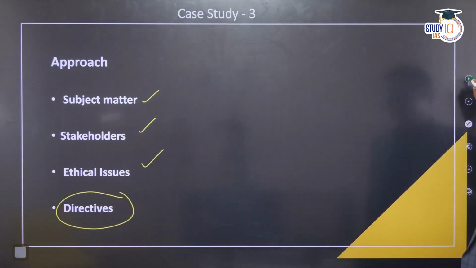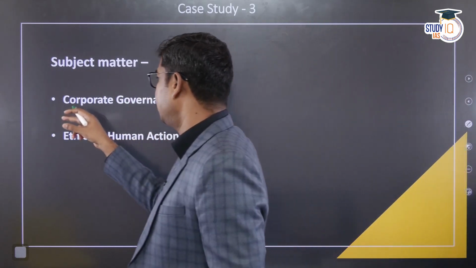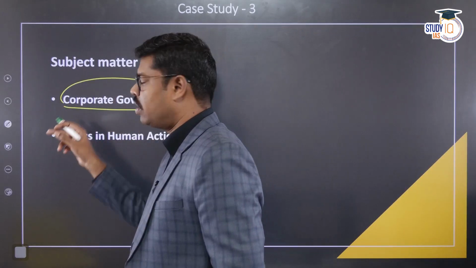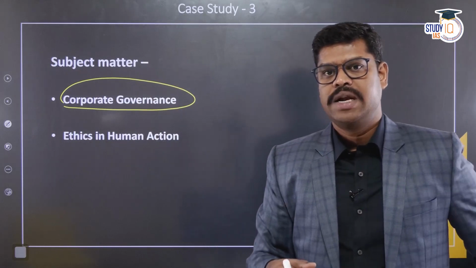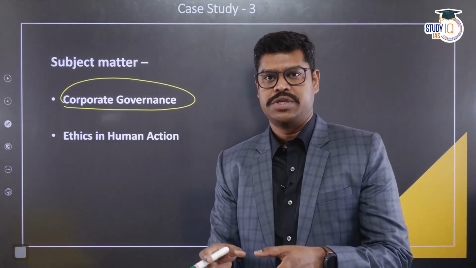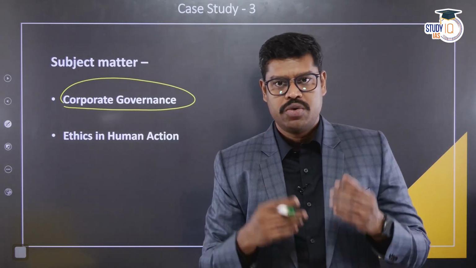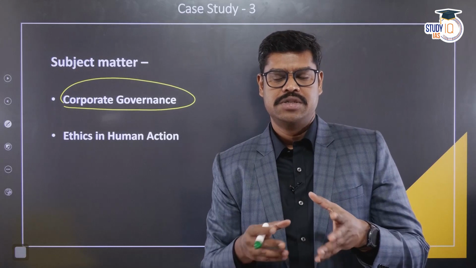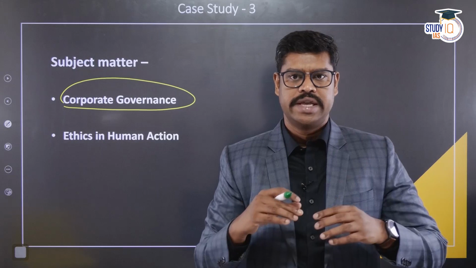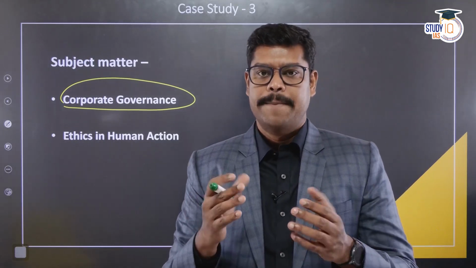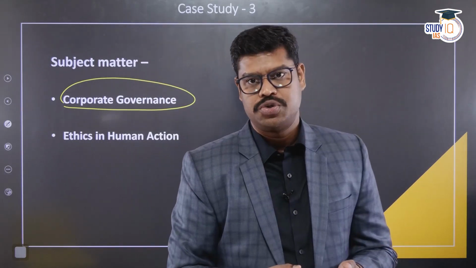Okay. So let me just go through the subject matter. For me, the subject matter for this particular case study is mostly revolving around the issue of what is called corporate governance. So what is corporate governance? Corporate governance means a set of rules, regulations, and directives based on which a company is administered. These rules and directives also involve the ethical behavior of the management towards its employees and the ethical behavior of employees towards its management also.